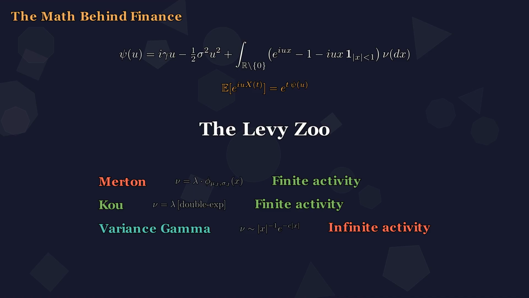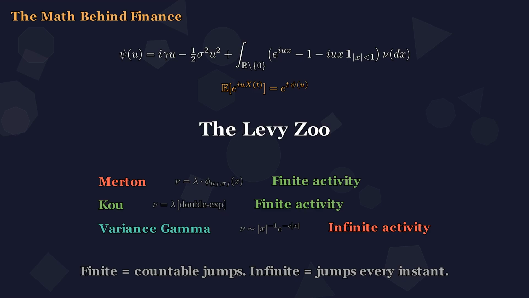The variance gamma model goes further. Its jump measure diverges at the origin. Infinitely many tiny jumps every instant, no Brownian motion at all. Finite versus infinite activity is the fundamental dividing line in the Lévy world.